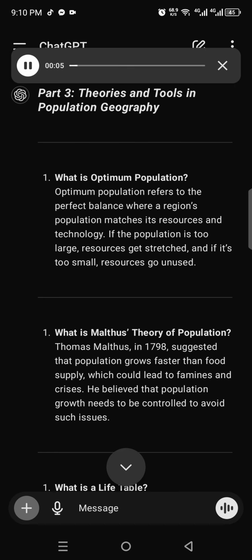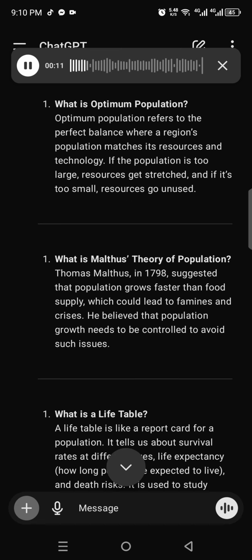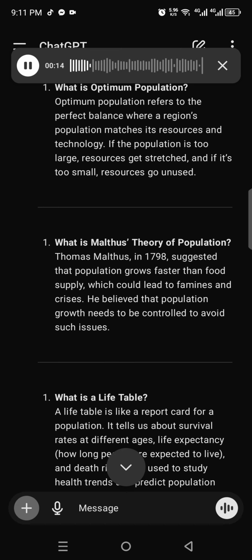1. What is optimum population? Optimum population refers to the perfect balance where a region's population matches its resources and technology. If the population is too large, resources get stretched, and if it's too small, resources go unused.